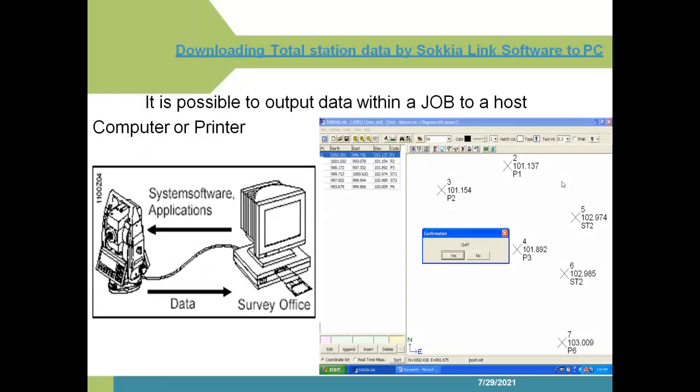So how can we download from the total station? For that, SoCalLink software is used. In the SoCalLink software we can manipulate the values, and the same thing we can plot, plotting is also there.